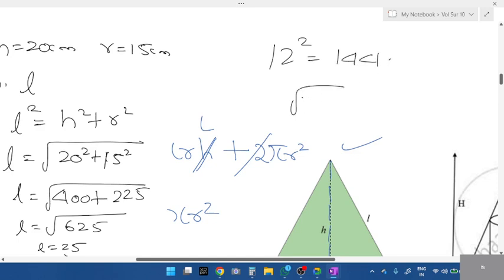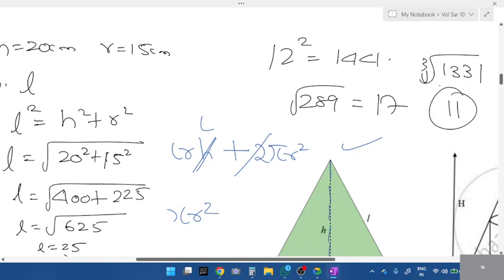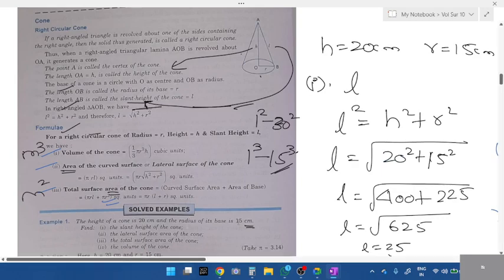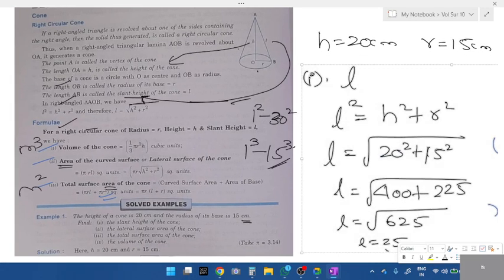Square root of 289. What's the square root of 289? Very good, 17. You should know both square as well as square root. Some calculations will have cube root of 1331. This is 11. In previous year questions, you have got a few questions like this with 1331. Okay, next part of the question. Basically, we applied the right angle concept here. We got L value. L is 25.